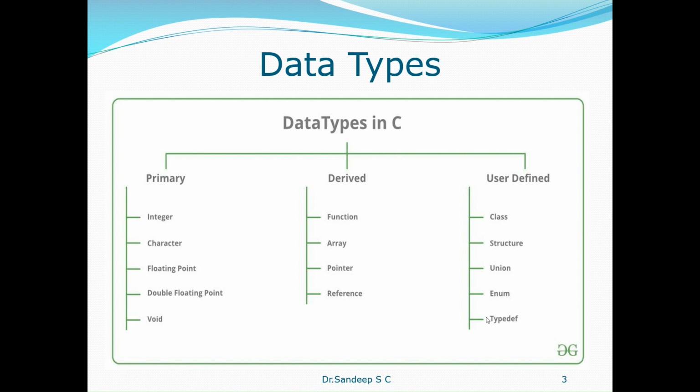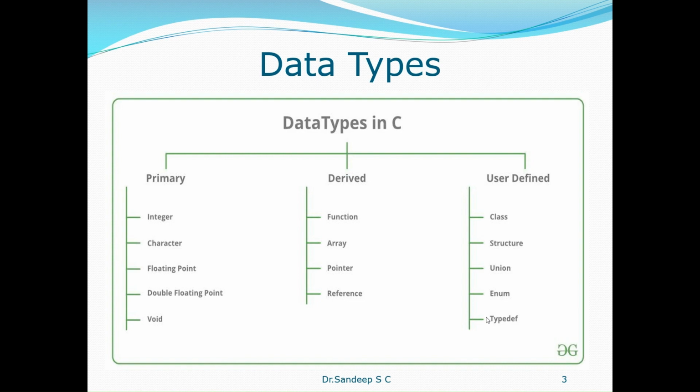Integer is used to store integer values. Character is 1 byte of storage, and a character will be stored in terms of its ASCII value. Float is used to store real numbers. Double has a size larger than float, and it can also store real numbers. And void does not store any values.